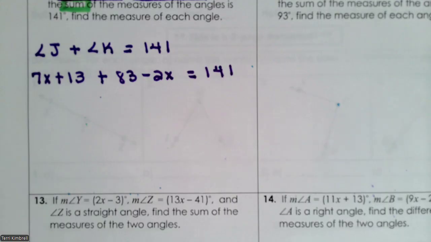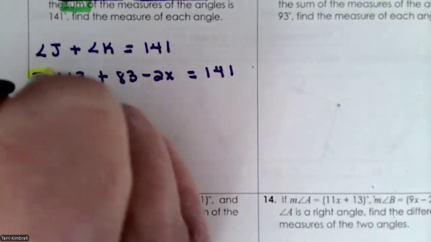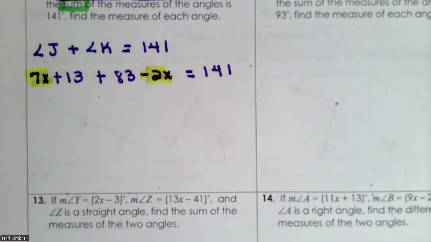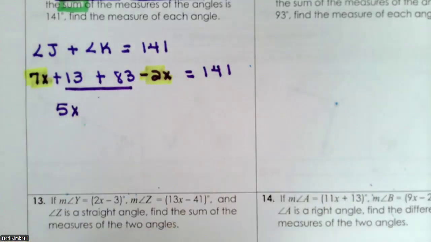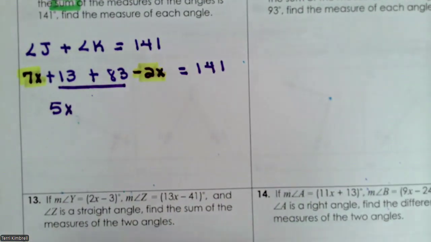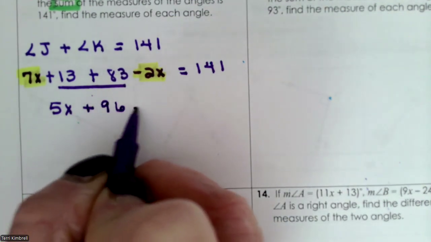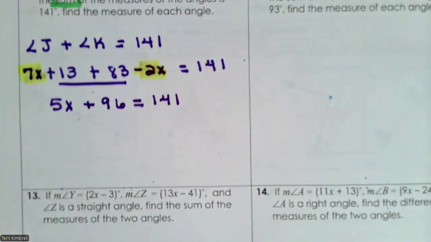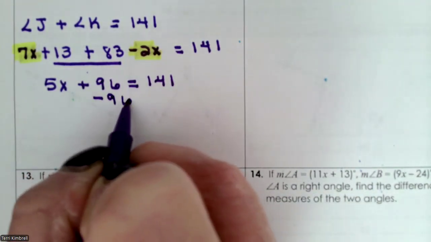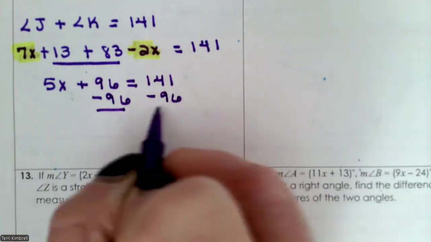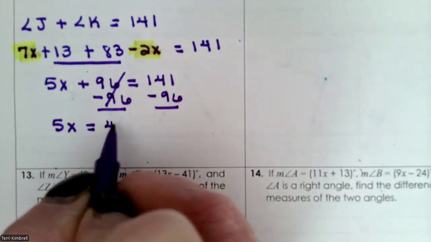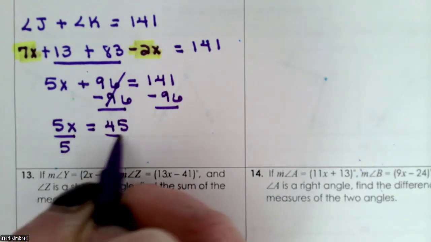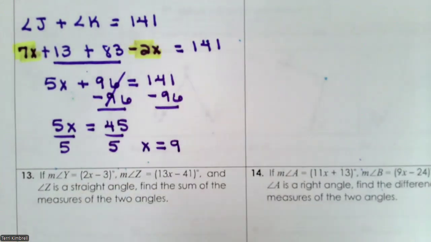And then to solve this equation, we're going to put our like terms together on the left side. So 7 take away 2 is going to be 5x. Then we're going to add 13 plus 83, which is 96. Subtract 96. 5x is equal to 45. Divide by 5, and x is equal to 9.